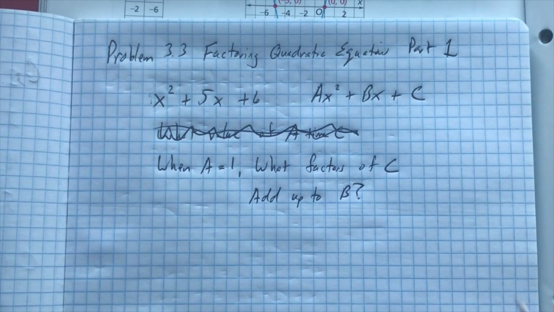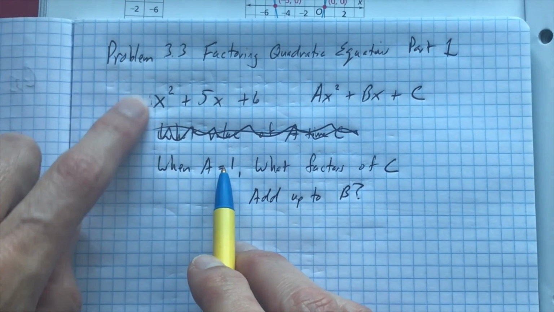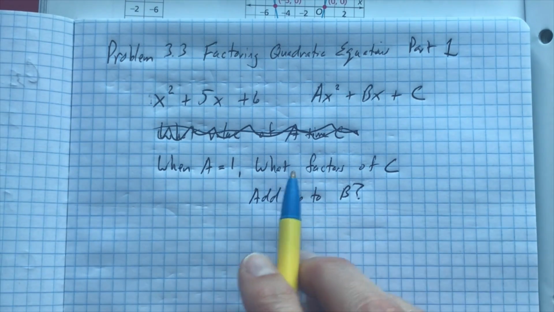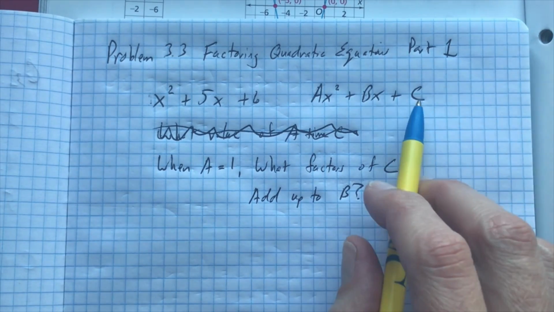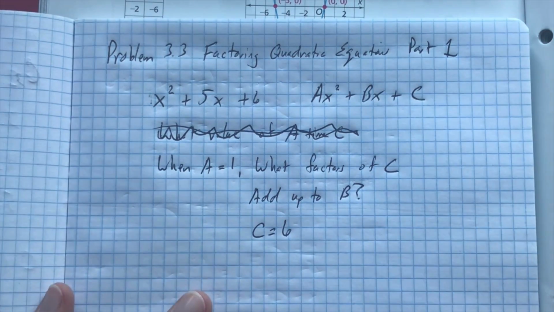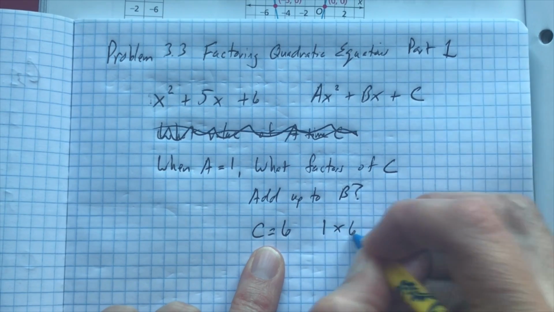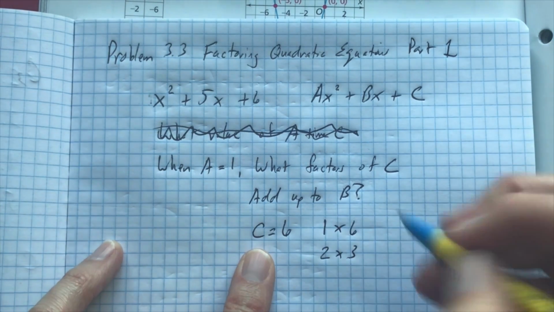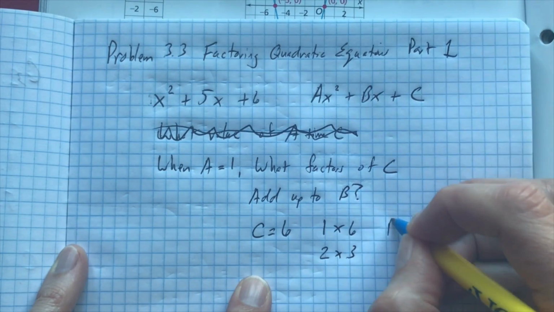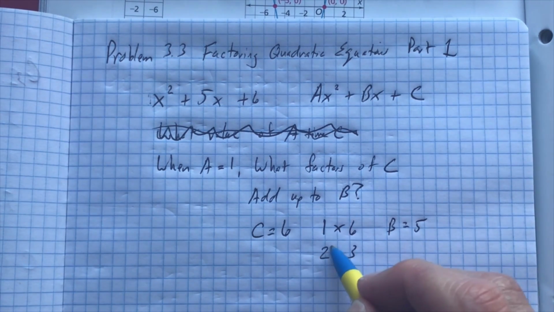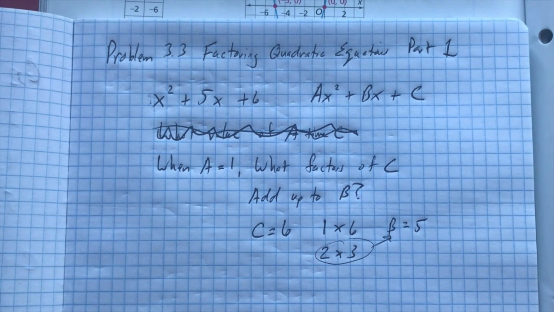In this case, right now a equals 1 because there's nothing there with it. It's a plain old x squared, so that means 1x squared. Then I say, what factors of c? In this case, we know that c equals 6. What numbers are factors of 6? I know I've got 1 times 6 and 2 times 3. Nothing else really at this point, right? Those are factors of 6. Which of these would add up to b? And b equals 5. Well, 1 plus 6 is 7. That's not it. 2 plus 3 equals that. So that's it right there. These two are going to add up to that part there.